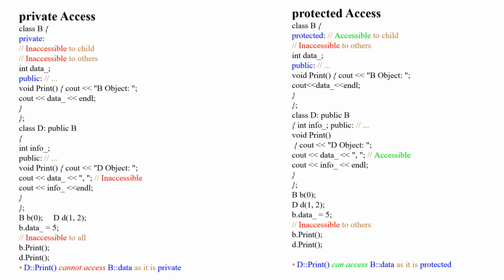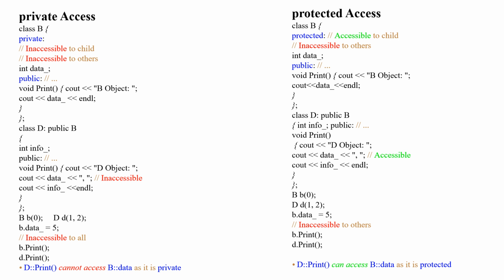When we come to the protected access class, here also we have two classes named class B and class D. Class D is derived from the base class B. Here also we have two objects, small b and small d. Now we can check b.print and d.print. So we create the objects here, and we call the print function for both objects.